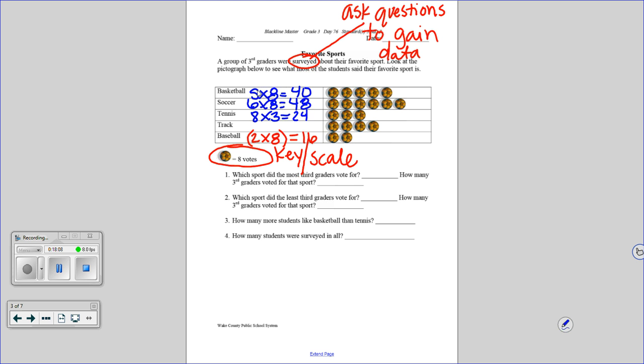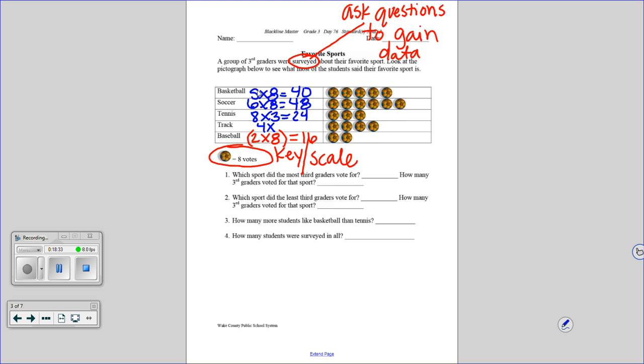What's my equation for track? Kaylee? 4 times 7 equals 32. What's my soccer ball worth, Kaylee? What is my soccer ball worth? Listen to my question. What is my soccer ball worth?